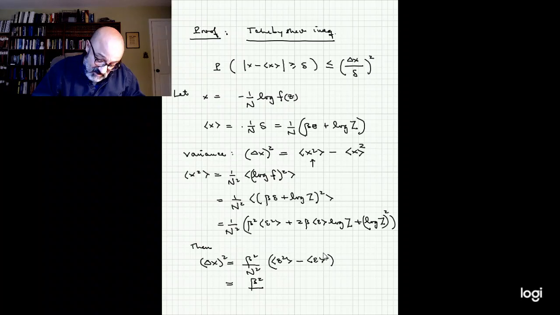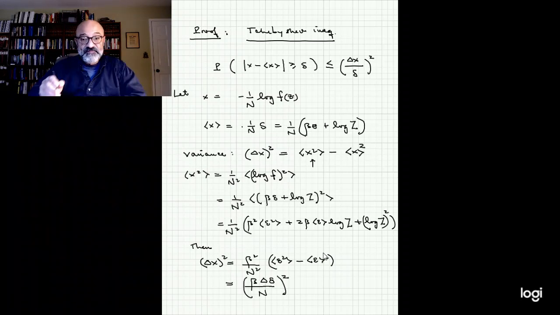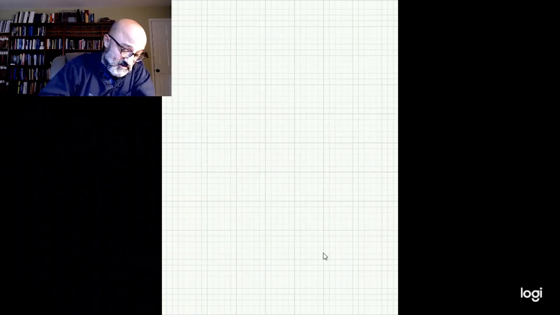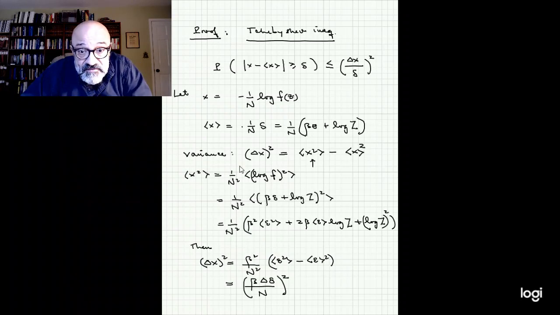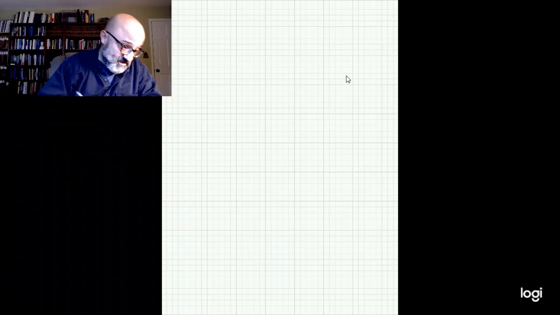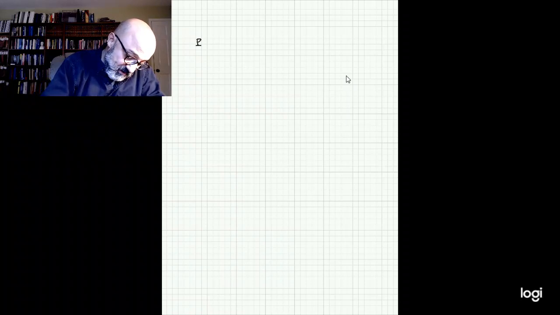How do we write this? Yes, let's write it as beta times the standard deviation of the energy divided by n, all squared. So now we substitute back into the Chebyshev expression. We substitute x, we substitute the expected value of x, which is just the entropy divided by n, and we substitute the variance there.